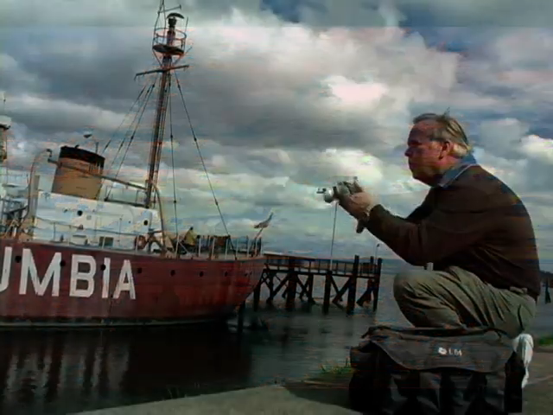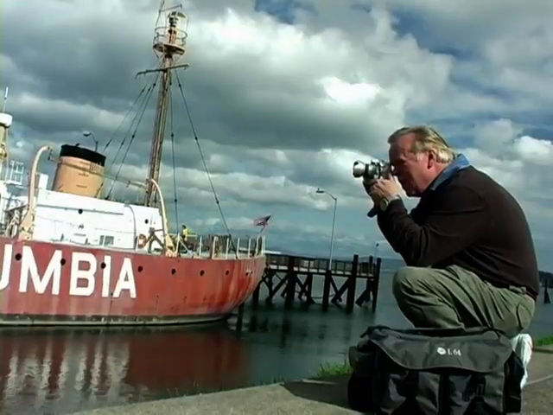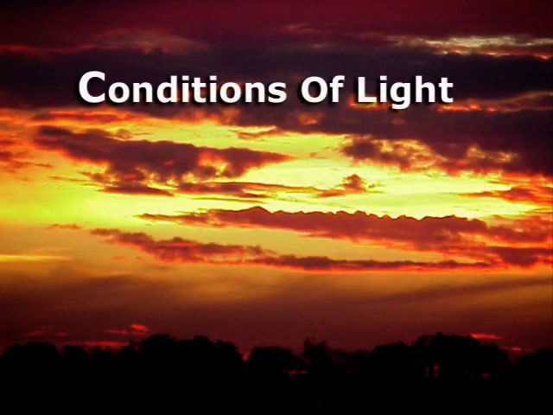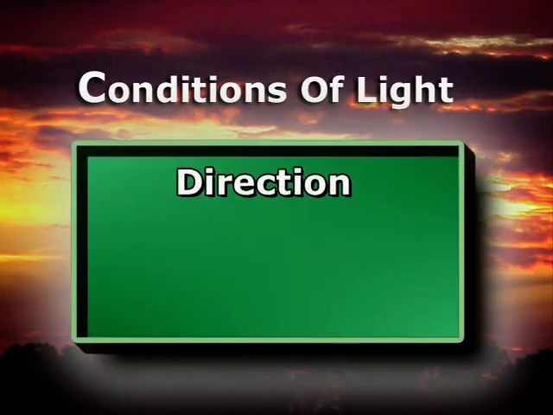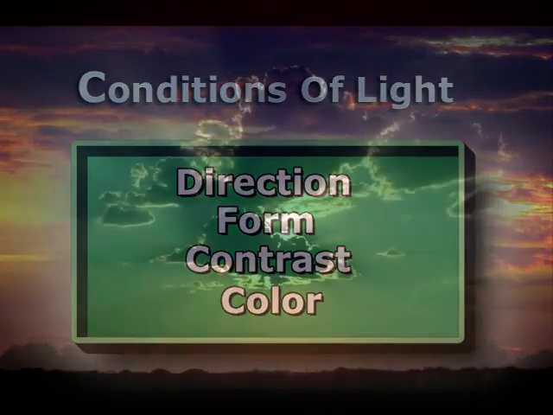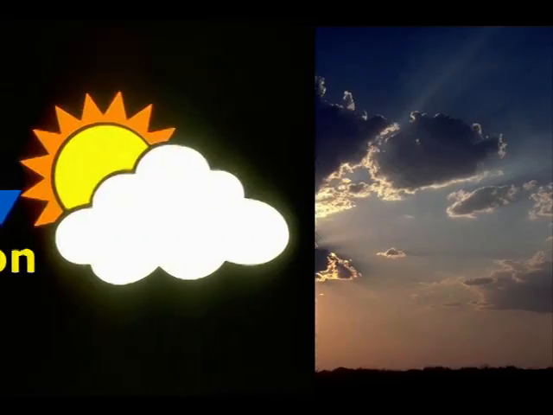So how do we approach light? How do we learn to understand it, control it, use it to make better pictures? First, we must learn the four basic properties or conditions of natural light: direction, form, what I call hardness or softness, contrast, and color. We'll learn how these four characteristics of light influence what we see and what we photograph. And we'll learn some ways we can creatively control light to improve our photography.